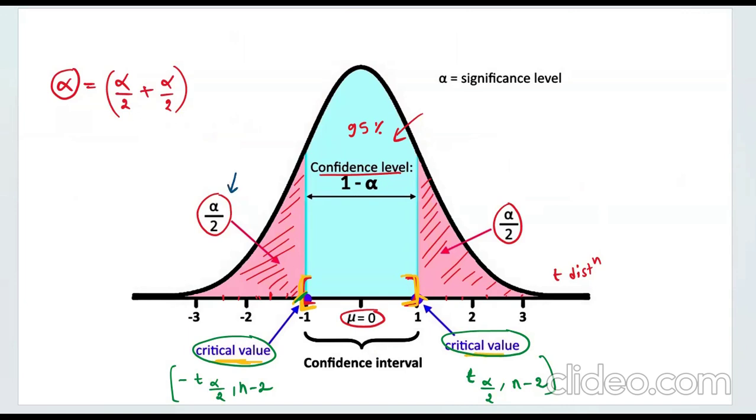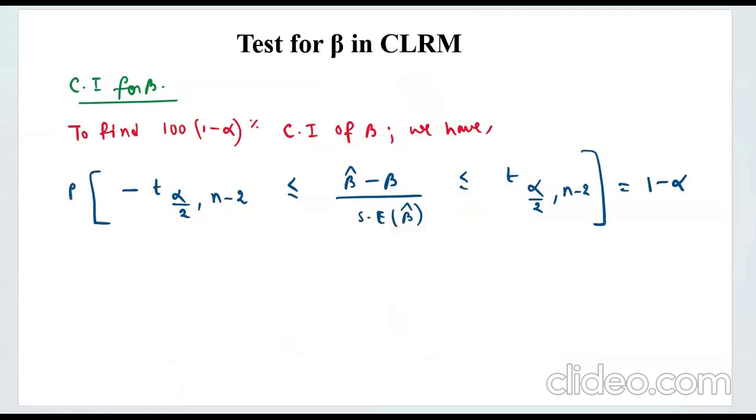Here you have probability alpha by 2, or area. Probability is nothing but area. So the area of this region is alpha by 2, and the area of this region is alpha by 2. So alpha is gone. What is the remaining probability? The remaining area is 1 minus alpha. So this confidence interval has the probability 1 minus alpha. That is what I have written here.